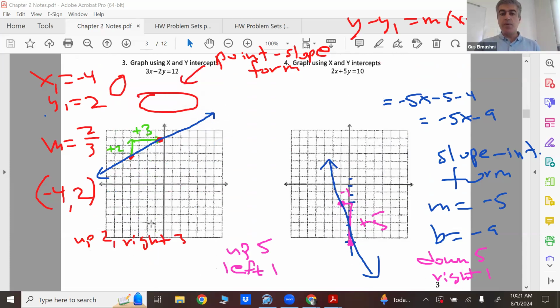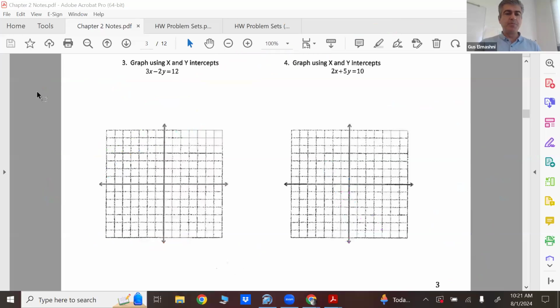Some more I think about, I just want to do 3 and 4 and then end the notes there. And we'll do the rest of the notes for chapter 2 tomorrow.